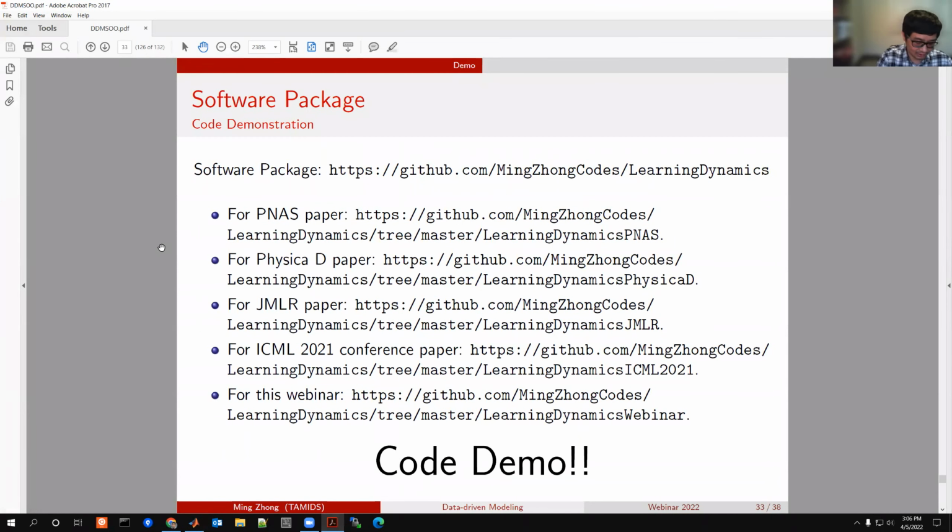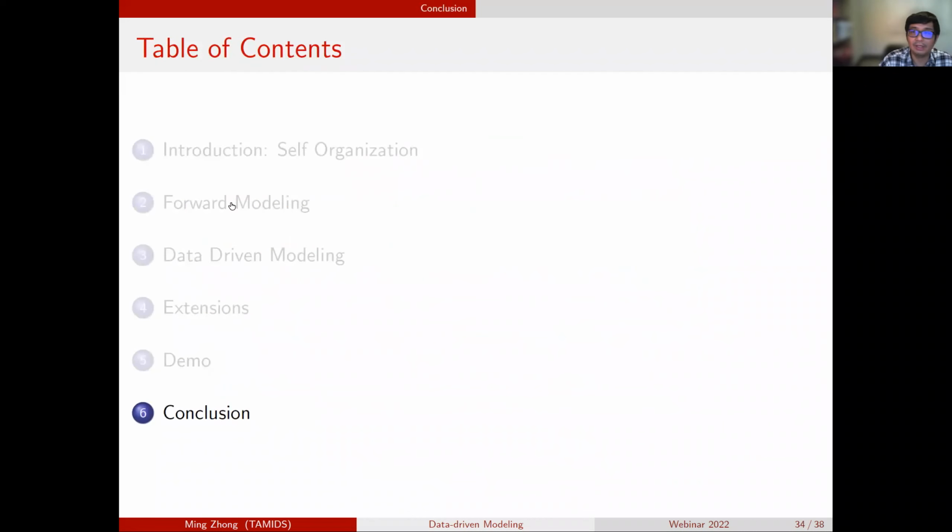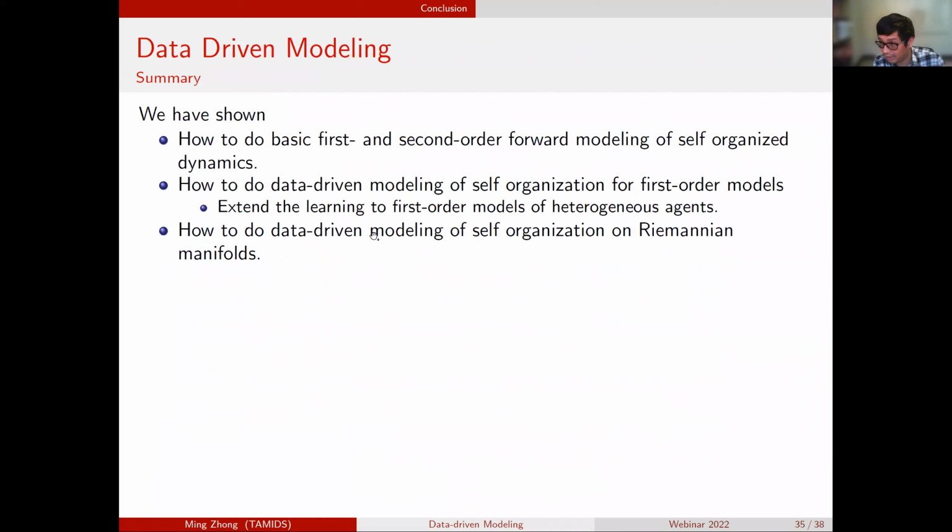I have shown you a code demo of how to do all of this, how to write your own examples to do the dynamics, and also write your own example to do the learning. So you can take all of this code and try to play with it yourself. It's free, it's open source, it's online on GitHub. So you can do that. Let's go to the conclusion while we wait for that code to run in the background.